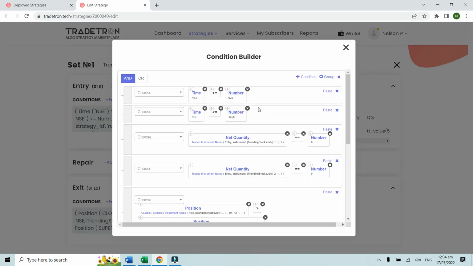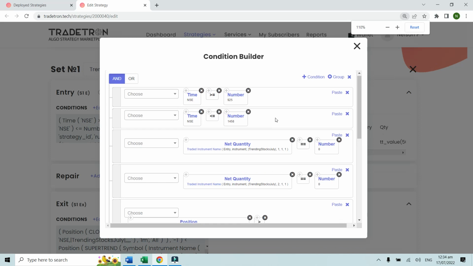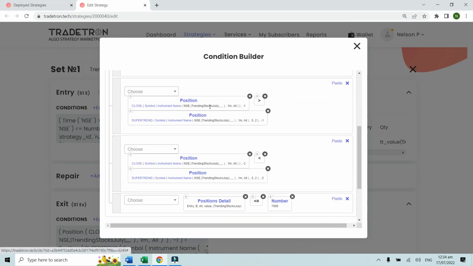So the entry condition is simple, like the previous example that we have seen, that net quantity of 111 and 211 should be 0. Time should be between 9:25 and 14:58, and it should be a simple crossover condition of close should be greater than super trend on a 5-2 parameter on a 1-minute candle, and also close should be less than super trend in the previous to previous candle, that is -2 on the same parameter. So whenever there is an upside crossover, it should buy the particular stock. All right, that is this particular list.